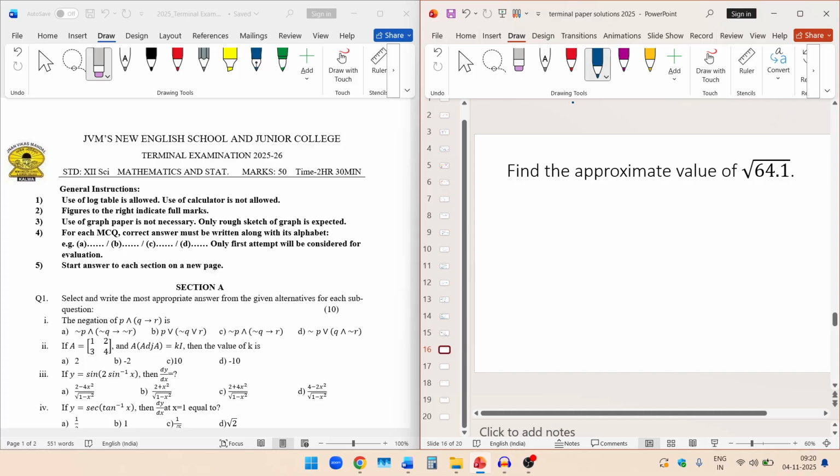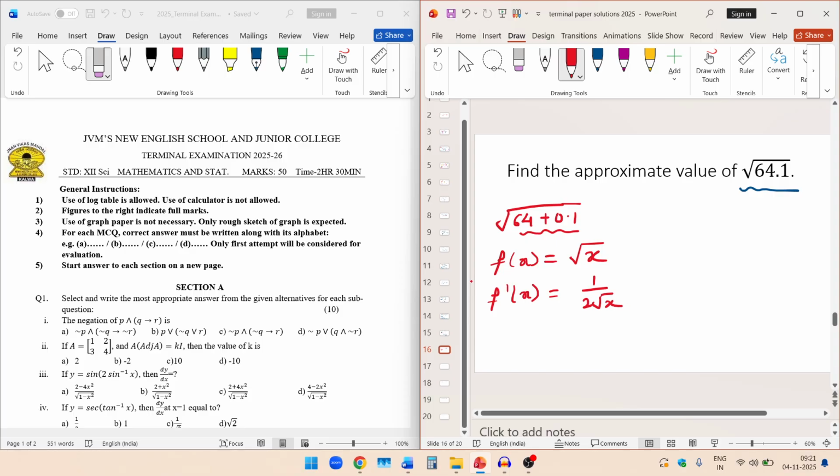Next, find the approximate value of root 64.1. This is a little lengthy sum, but the concept is very simple. I will write root 64.1 as root of 64 plus 0.1. Then I will take a function f of x as under root of x. Why? Because this is the number, this is the variable. So I will put x in terms of 64.1, that should be root of x. I will take its derivative. Derivative of root x is 1 upon 2 root x, right?